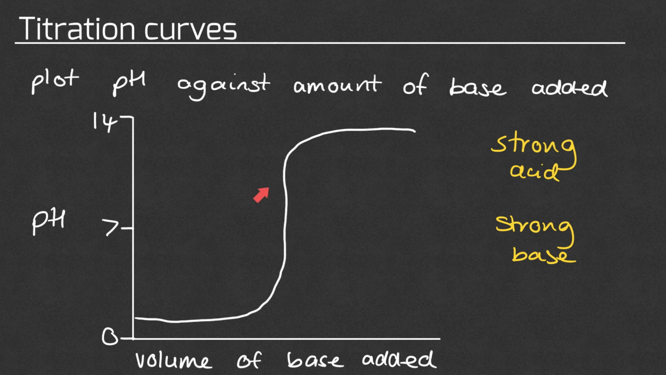This vertical section is called the equivalence point, or the end point. At this point, a tiny amount of base will cause a large pH change. So it's at this point here where all the acid is neutralised. So whatever volume here, all the acid will have been neutralised. It's not a linear curve, the pH doesn't gradually change as it's added. All of a sudden you get quite a rapid change at the equivalence point, or the end point.